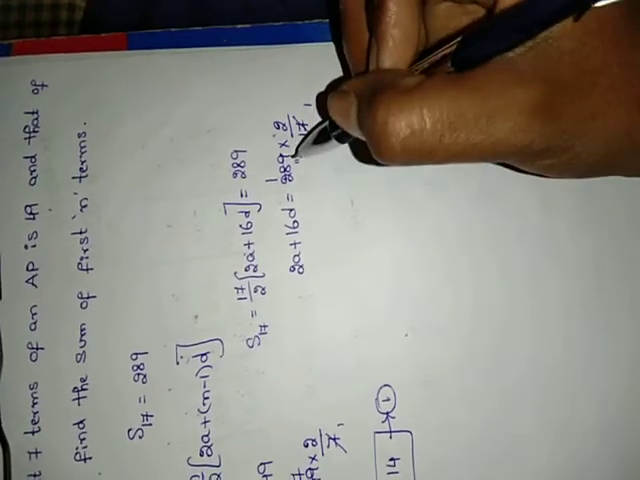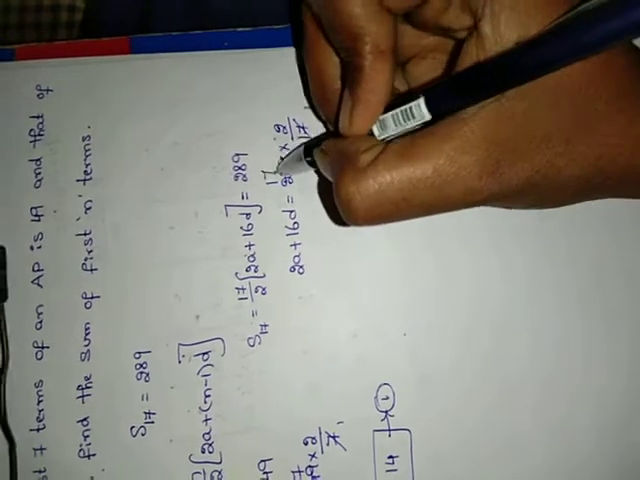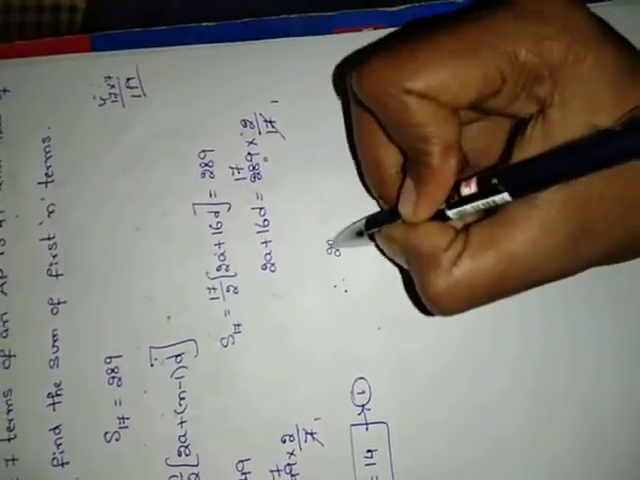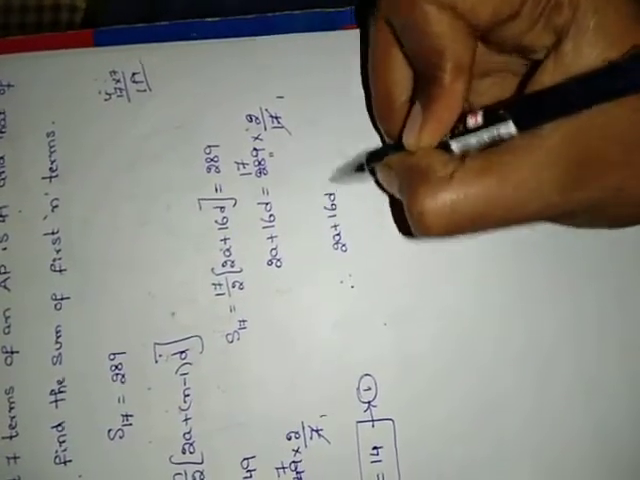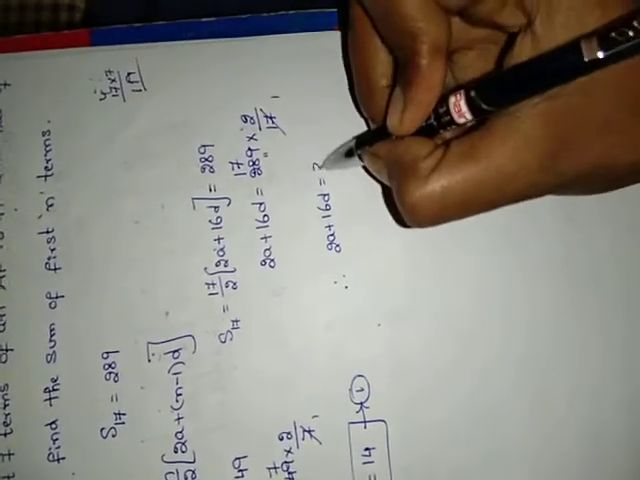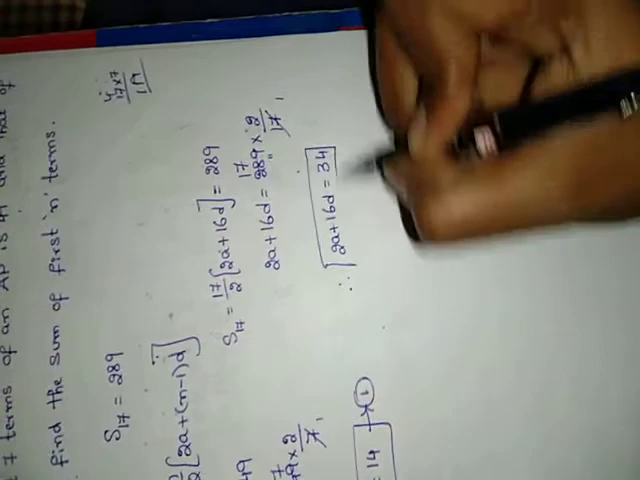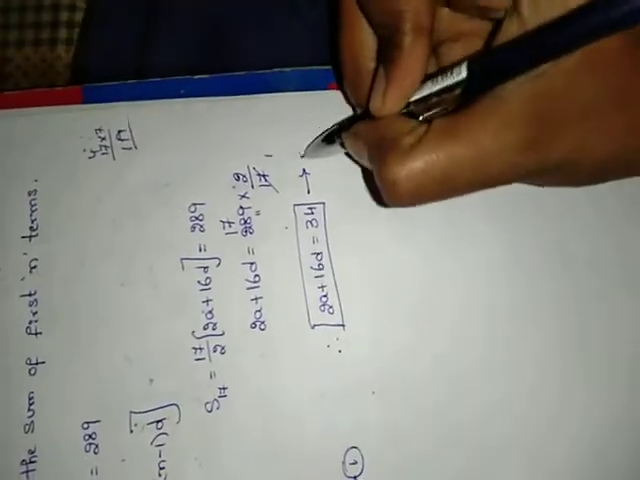119 means where we'll get, I think 7. Check it once. 17 sevens are, 7 sevens are 49, 7 1 7, 8, 9, 10, 11. Yeah, 119 where we'll get 7s. Therefore, what is the equation now? 2a plus 16d equals 17 2s are 34. Let it be equation 2.